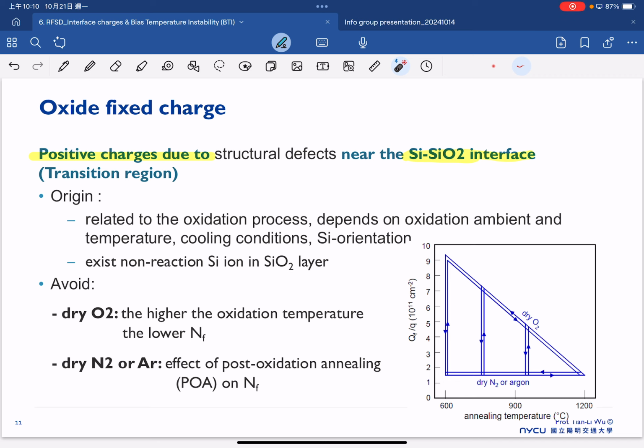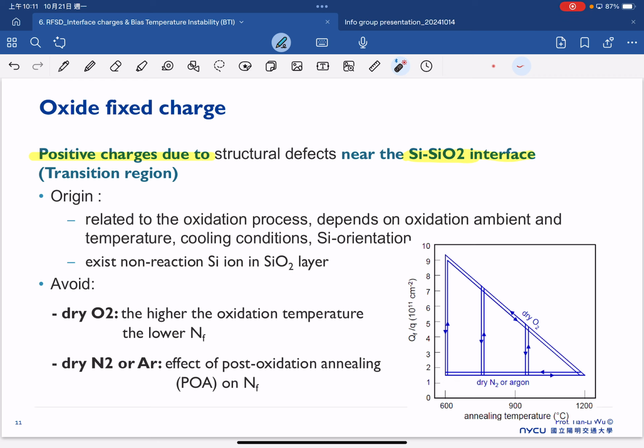Some of the popular approaches, for example, are using dry oxidation, or using dry nitrogen or argon to do some post oxidation annealing. This information might not be completely true for your technology right now, because it highly depends on your substrate, your temperature, and your oxide thickness. But just for your information, in the past people often used this to reduce the oxide phase charge.